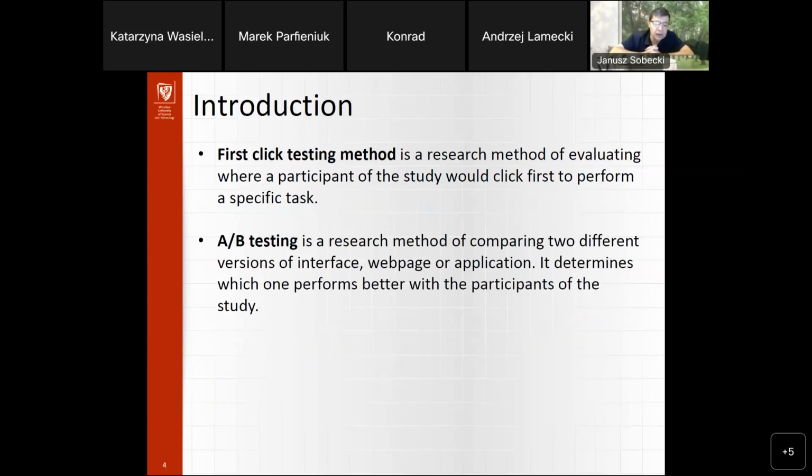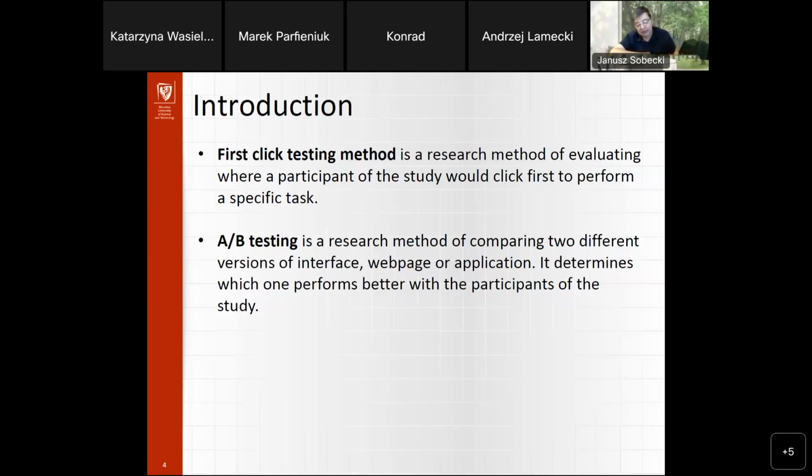In our experiment, we are using one of the known methods, which is called the first click testing method, which is a research method for evaluating where a participant of the study would click first to perform a specific task. So we simply present sometimes even a static element, and we are looking where she or he will click, and this ends the task, and the task could be, let's say, finished successfully or unsuccessfully.